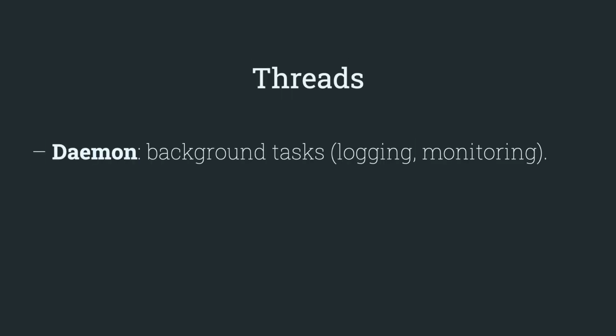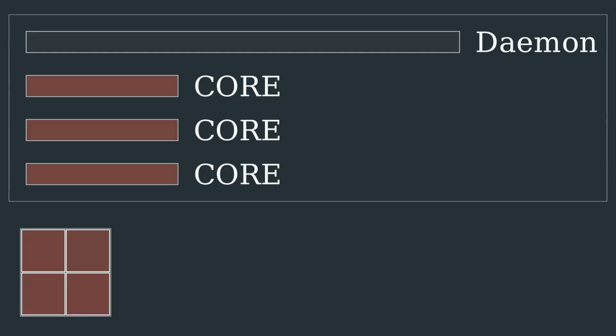We can distinguish between daemon threads, which perform background tasks like activity logging, resource monitoring, and autosaving, from core threads, which perform operations that are essential to the application's primary objectives. Because a background task should stop when the primary tasks are finished, it follows that a daemon thread automatically shuts down when the core threads have finished executing.